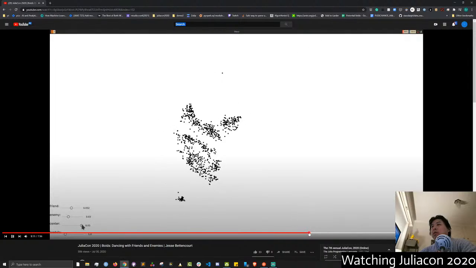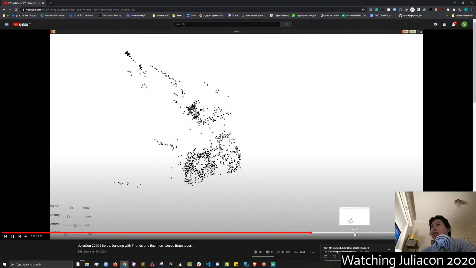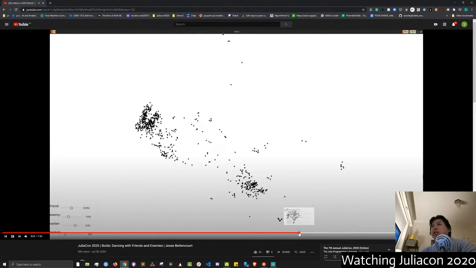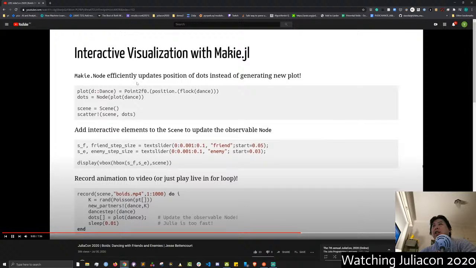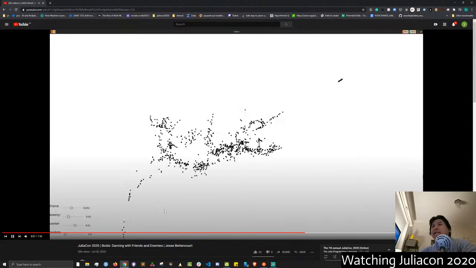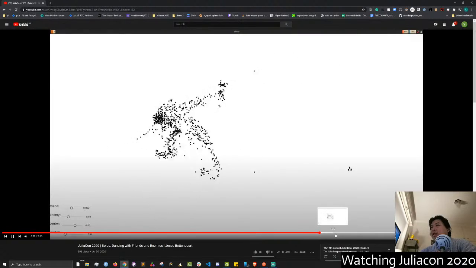Step size, and the plot elements that Makie provides. Okay, let's interact with the dance now. Here we can see a dancing flock with default parameters.